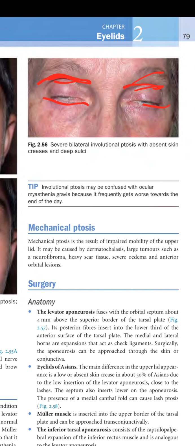Involutional ptosis may be confused with ocular myasthenia gravis because it frequently gets worse towards the end of the day. Mechanical ptosis is the result of impaired mobility of the upper lid. It may be caused by dermatochalasis, large tumors such as neurofibroma, heavy scar tissue, severe edema, and anterior orbital lesions. So mechanical ptosis is caused by a mass present on the upper lid.